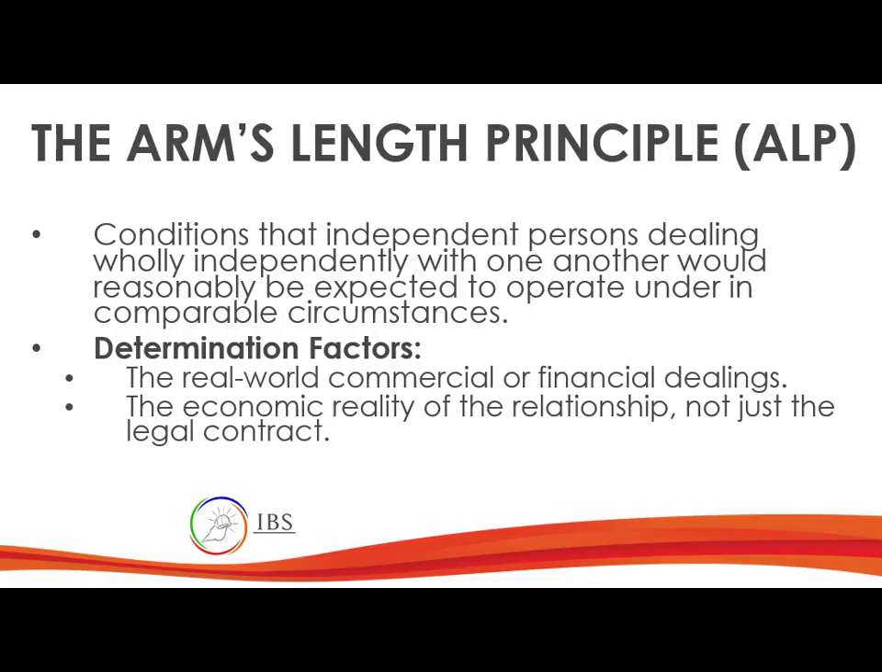All right. So it says here, a condition that independent persons dealing wholly independently with one another would reasonably be expected to operate under comparable circumstances. How to determine that? First, real world commercial and financial dealings. If this laptop in the market can be sold for, let's say, a thousand kina, then in the real world it's around 1,000 kina. Maybe a 10% difference is fine, maybe 900 or 1,100. Normally, within a 10% range is acceptable. But if I sell this at 1,500, that is not under real world dealing. Got it? Because we know in the market I can always buy it at around 1,000 kina.